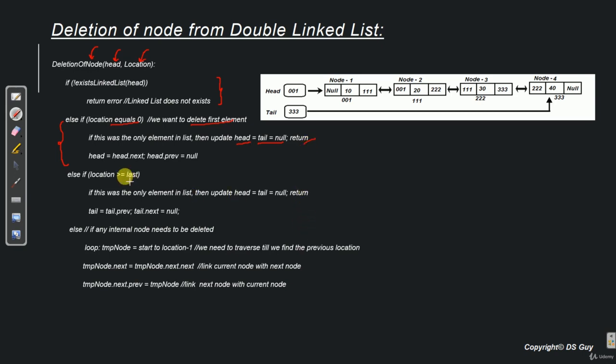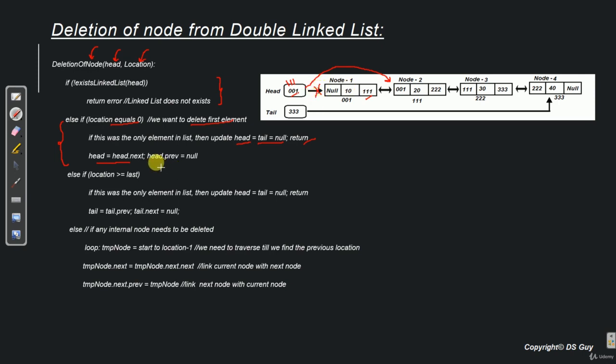Else, in case node 1 is not the only node in this list, then how do we do that? In that case, we say head is equal to head.next. So what is head right now? 0, 1. What is head.next? 111. So we'll put 111 in head. That is, we will start pointing to node 2 and node 1's link gets destroyed.